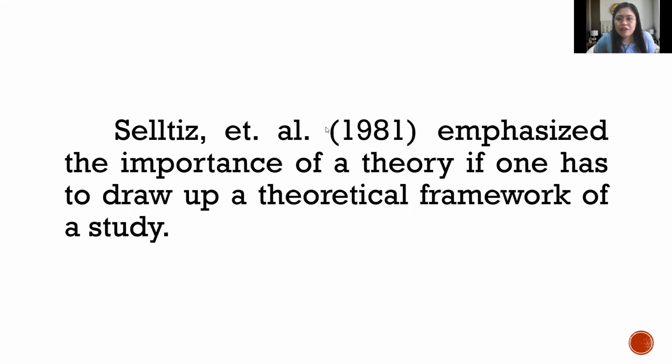Let me give you an example. We have here an in-text citation, because the surname appears in the text. So Celtis, now we will assume that this has many authors. That is why instead of naming them all, we will just write et al.